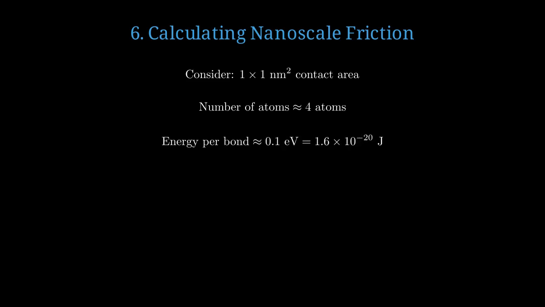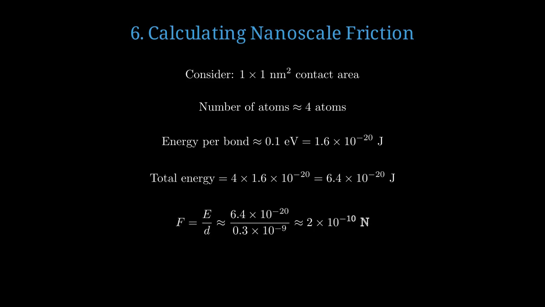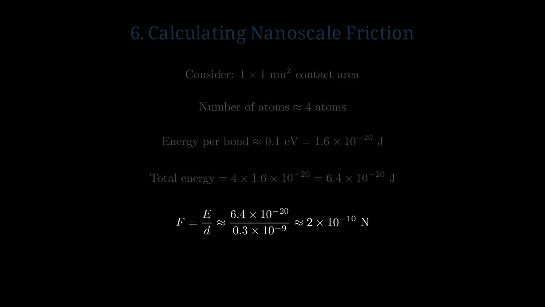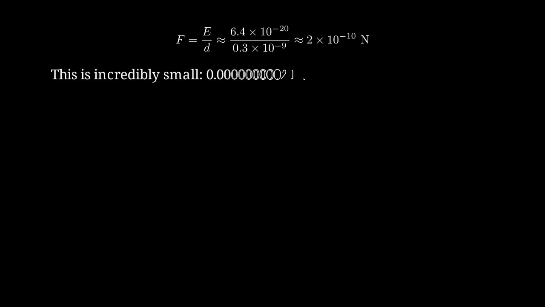Now let's calculate actual friction values at nanoscale. Consider a contact area of 1 nanometer squared between two surfaces. In 1 square nanometer, we have roughly 4 atoms at the interface. Each van der Waals bond has energy around 0.1 electron volts, or about 1.6 times 10 to the -20 joules. The total binding energy is 4 times 1.6 times 10 to the -20 equals 6.4 times 10 to the -20 joules. The friction force equals energy divided by distance, giving approximately 2 times 10 to the -10 newtons. This is an incredibly tiny force, 0.2 nanonewtons.